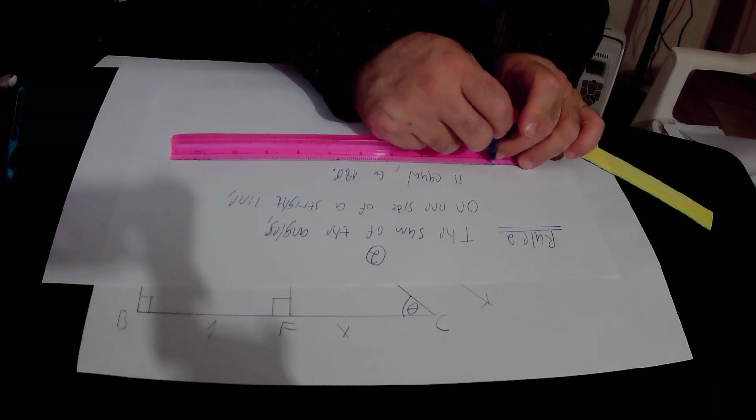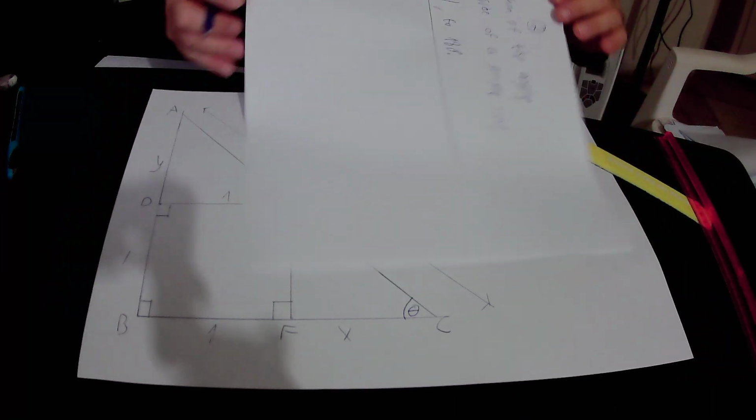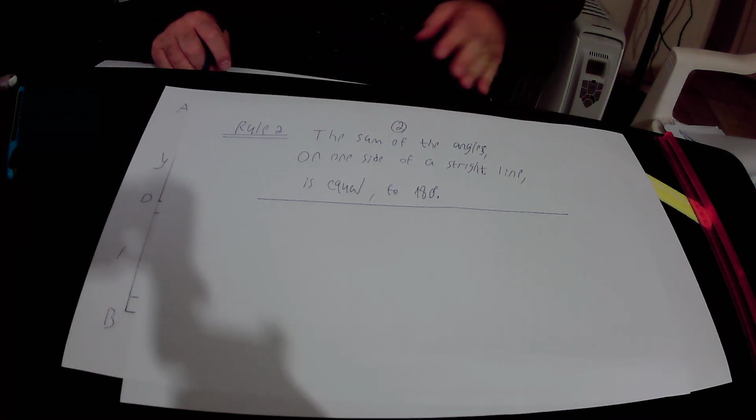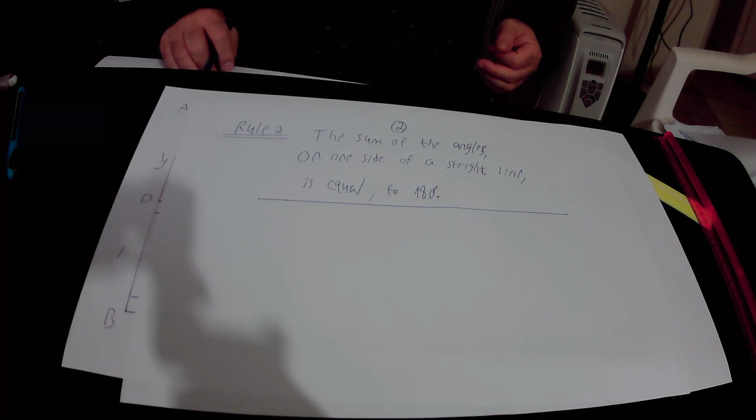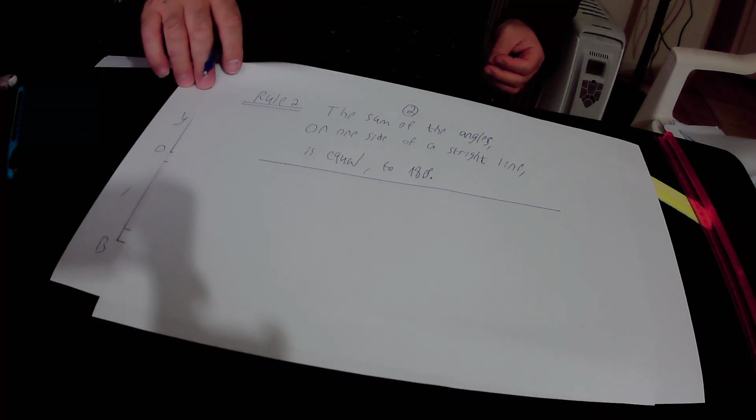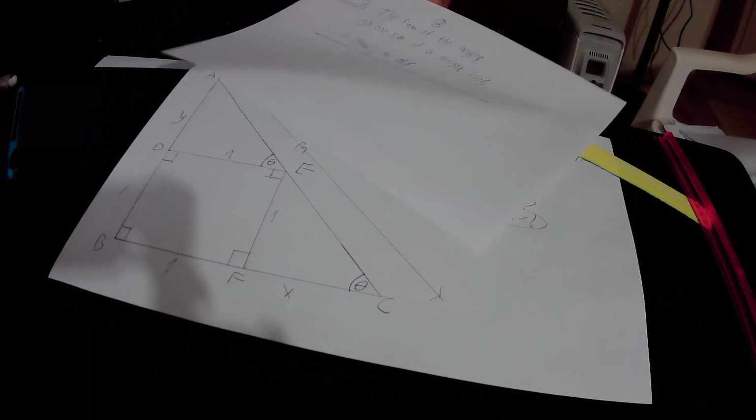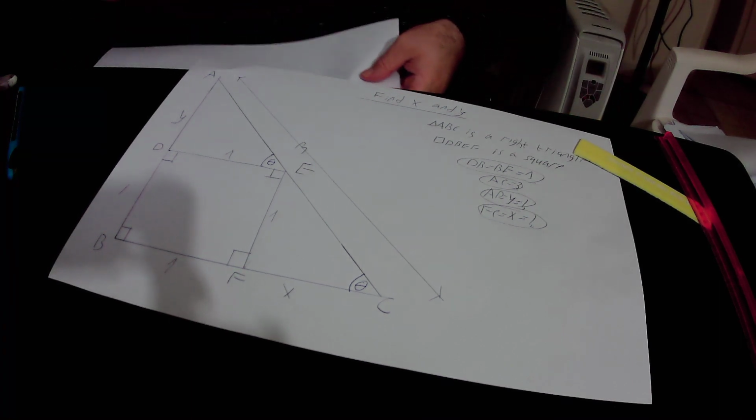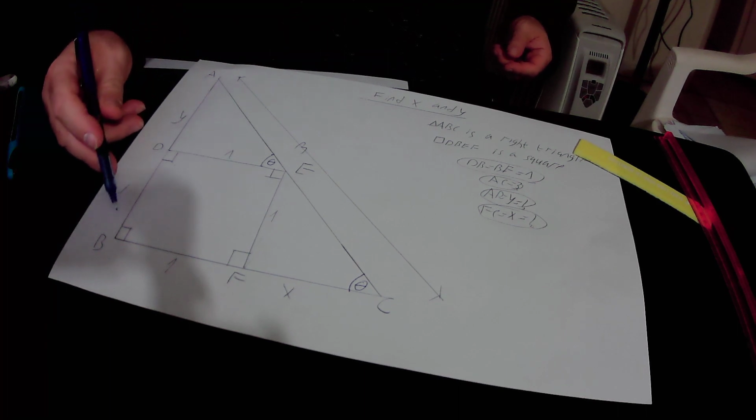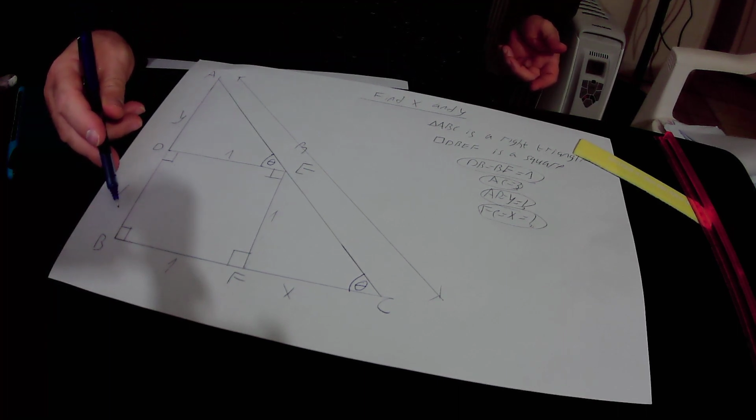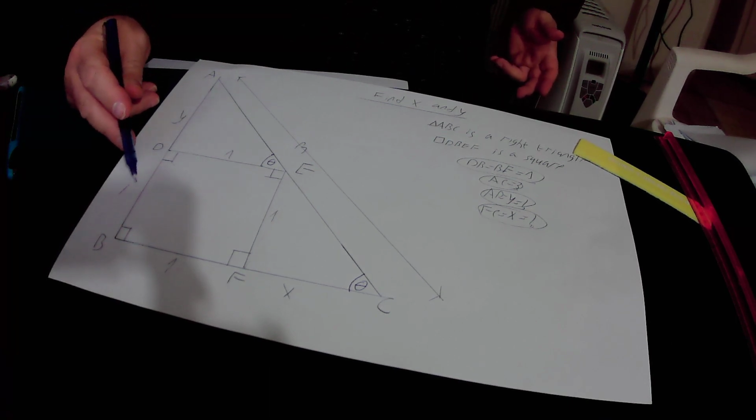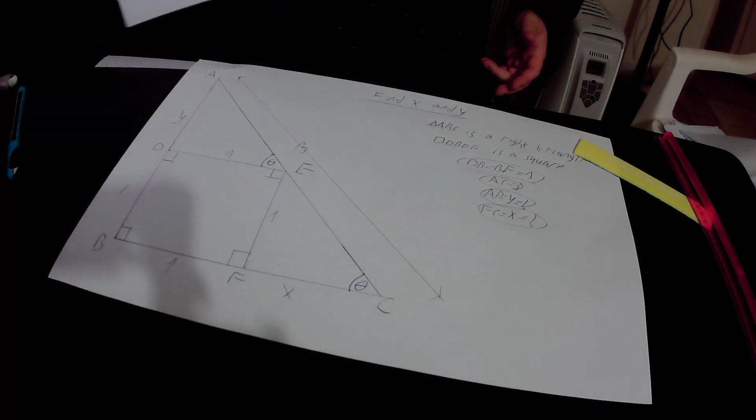I will read rule number 2 again. According to rule number 2, the sum of the angles on one side of a straight line is equal to 180 degrees. And we can also implement rule number 2 in our drawing. Side AB is one side of triangle ABC, therefore it is absolutely a straight line. So AB is a straight line.